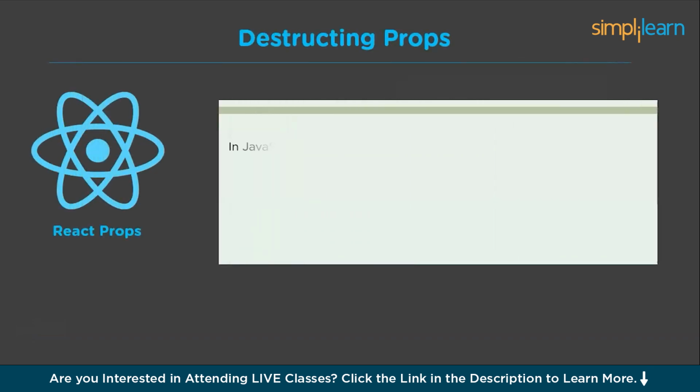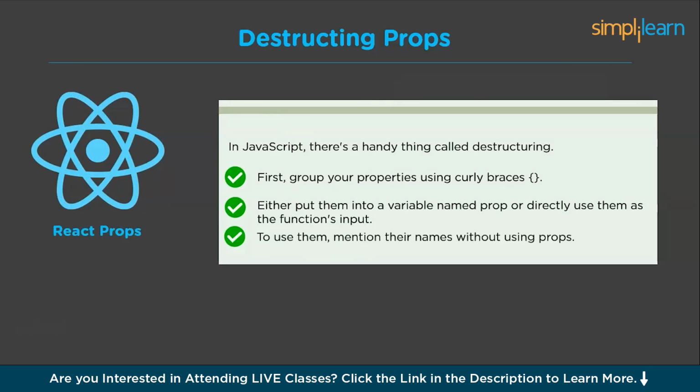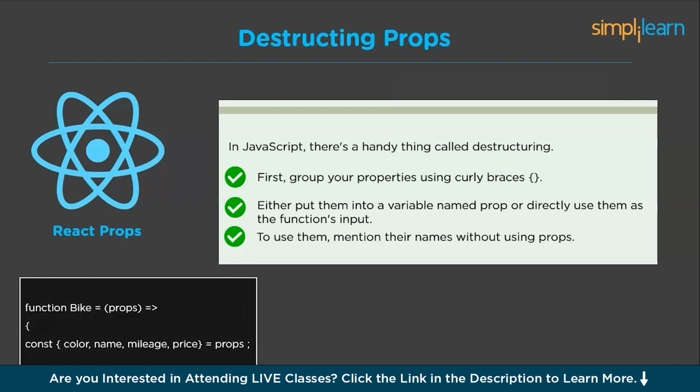Alright, now let's understand destructuring props. In JavaScript, there's a handy thing called destructuring. Imagine you have a bunch of data in an object or array and you want to pull out specific pieces and store them in separate variables. Now in React, which uses JavaScript, when we are working with objects called props, here's what you do. First, group your properties using curly braces. You can then either put them into a variable named props inside your function or just directly use them as the function's input.